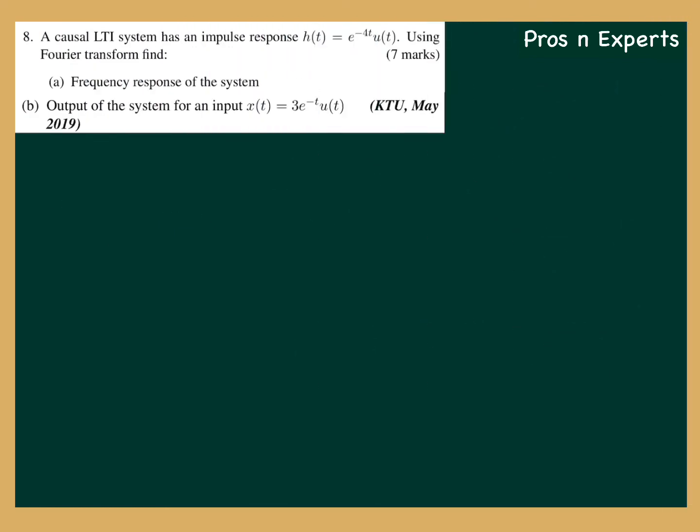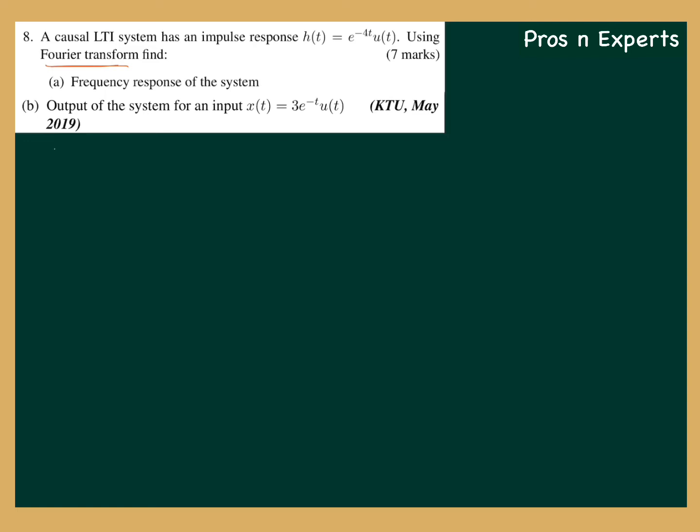Okay, let's jump on to the next question. A causal LTI system has an impulse response h of t equal to e raised to minus 4t u of t. Using Fourier transform, find the frequency response of the system and output of the system for a given input. So it is asked to find out the frequency response using Fourier transform. Okay, so you should not jump onto Laplace transform and all. Listen to the question carefully.